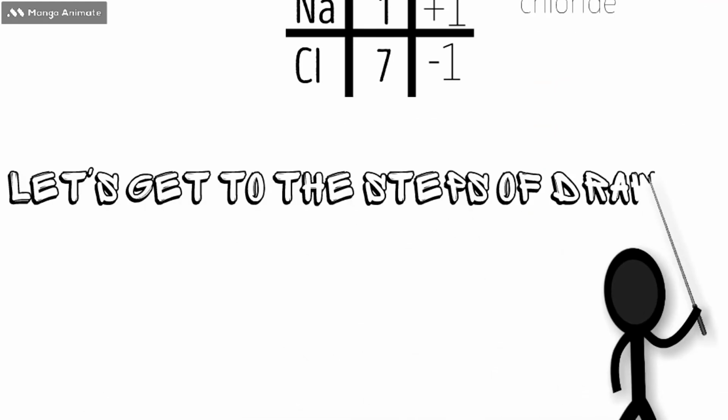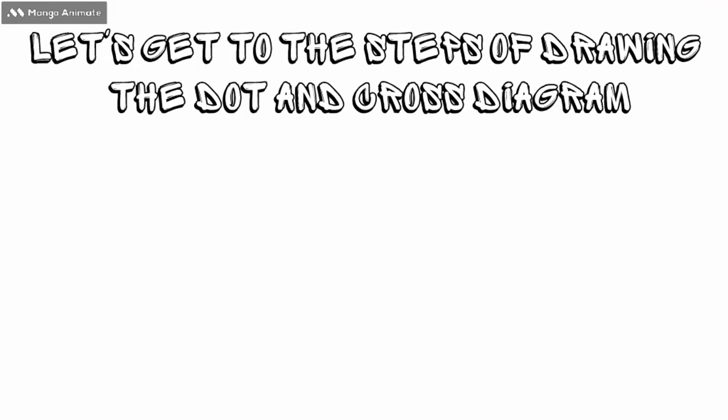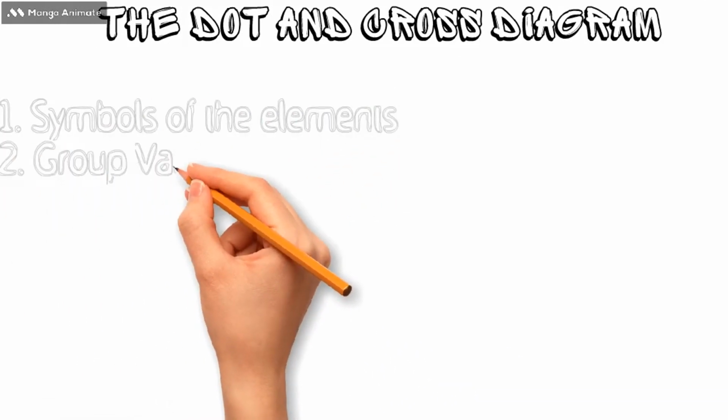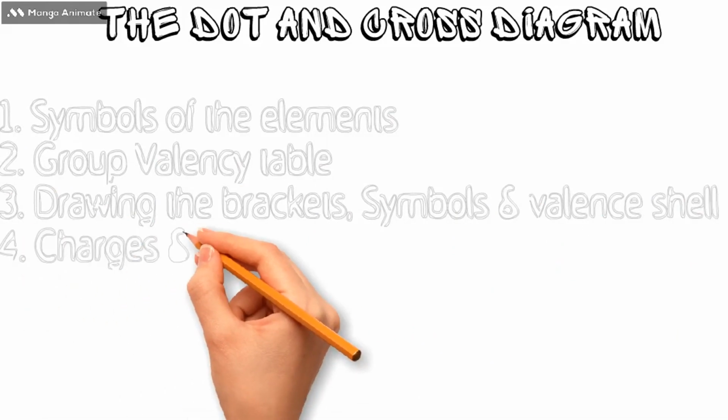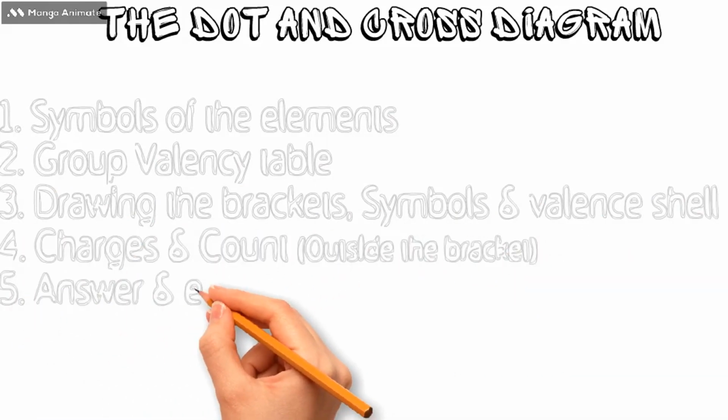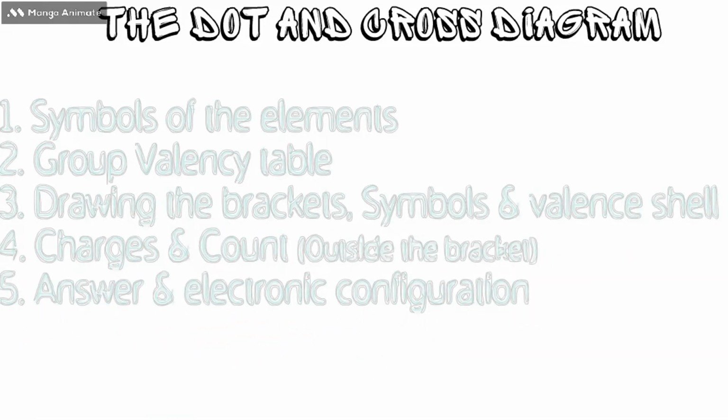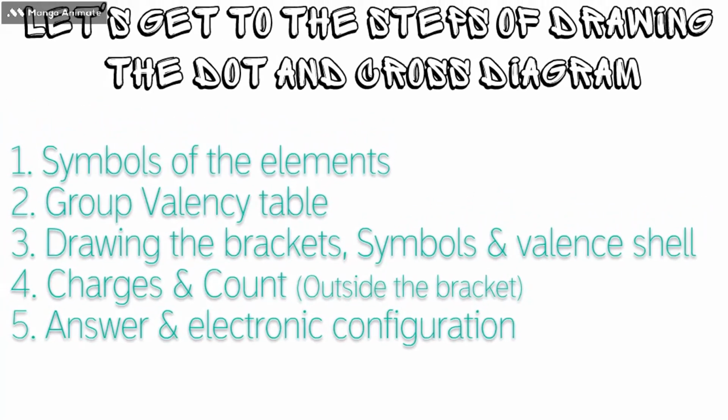Let's get to the steps of drawing the dot and cross diagram. Okay, it is the symbols of elements, group valency table, drawing the brackets, symbols and valence shells, charges and count outside the bracket, and the electronic configuration.